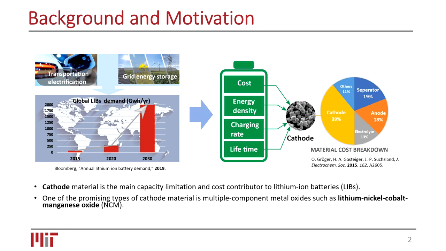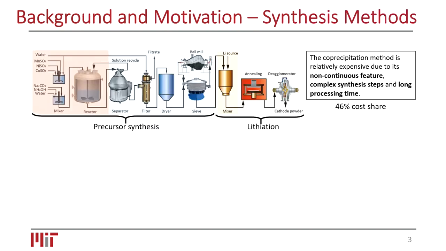One of the promising types of cathode material is multi-component metal oxides, such as lithium nickel cobalt manganese oxide, that is also called NCM. The commonly used commercial method for producing NCM cathode material is the co-precipitation method. This can be split into two steps. The first step is the precursor synthesis, and next is the lithiation. In the precursor synthesis step, all of the metal elements except the lithium are precipitated in a batch reactor to form solid particles. The particles are then collected for the next step, lithiation. In this step, the precursors are mixed with the lithium source and then annealed at a high temperature.